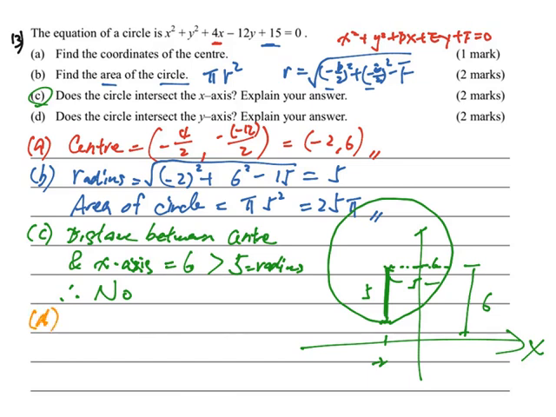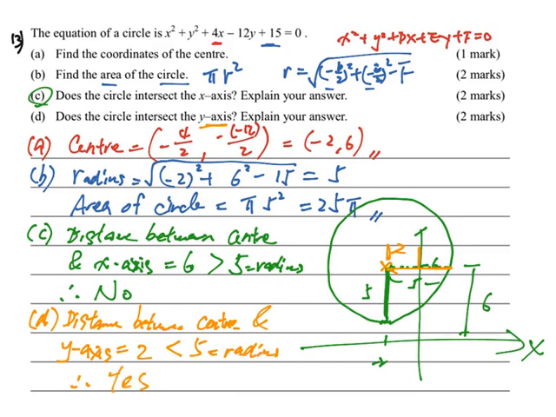For part D, it asks you whether the circle intersects the y-axis or not. Actually, from the graph it is obvious, but we need to prove it. So we can write the distance between the center and this time the y-axis is equal to, you can see, it is -2. That means the distance is 2. So it is less than the radius, less than 5. So the answer is yes.